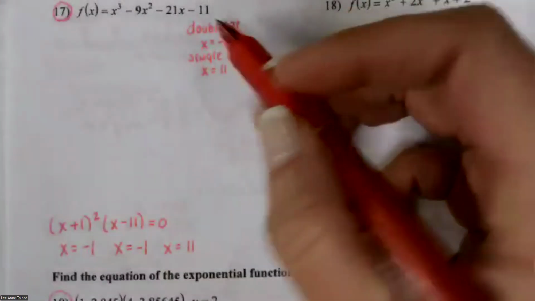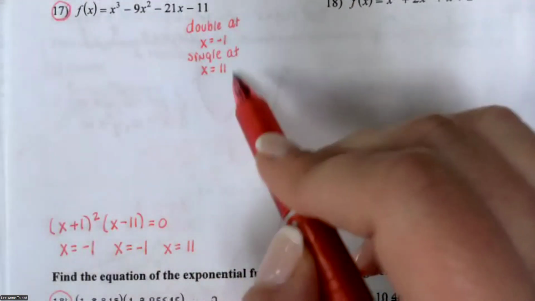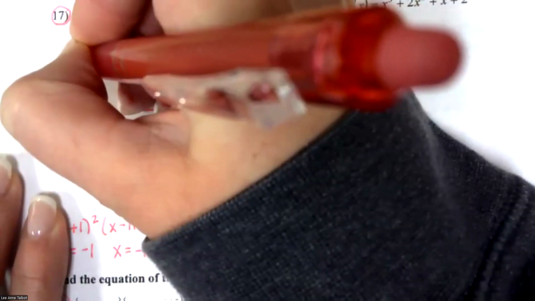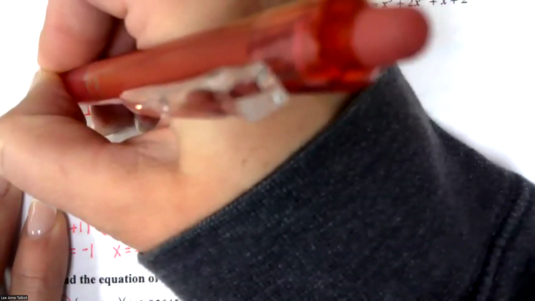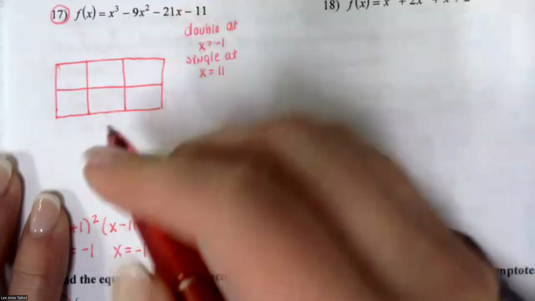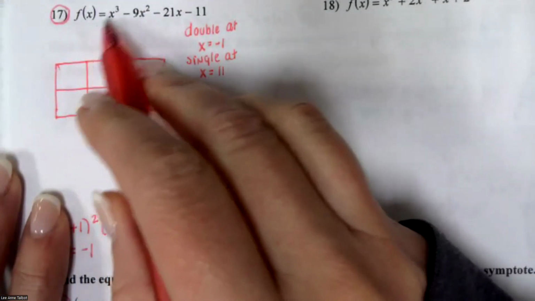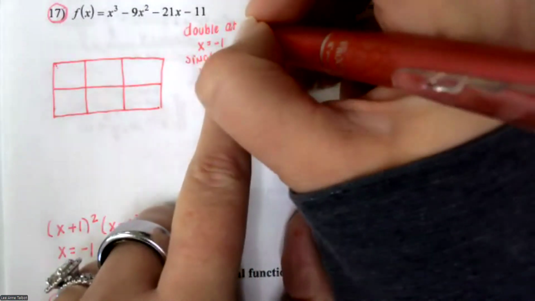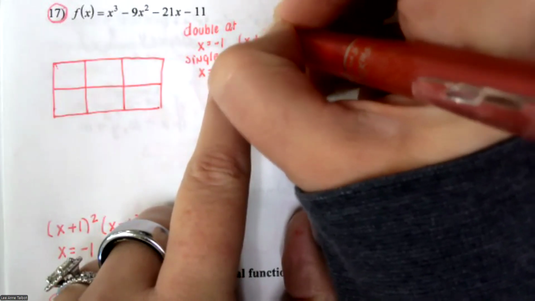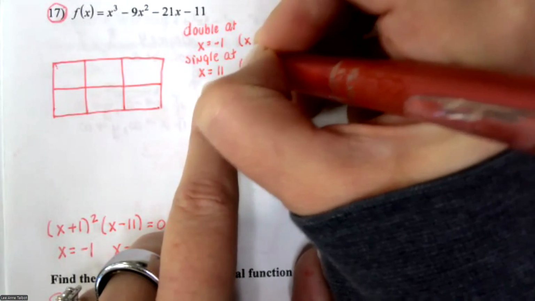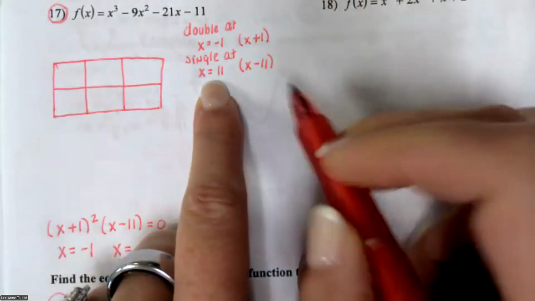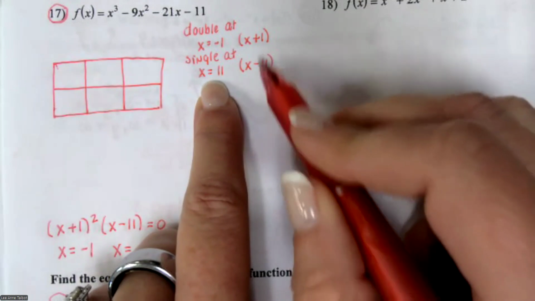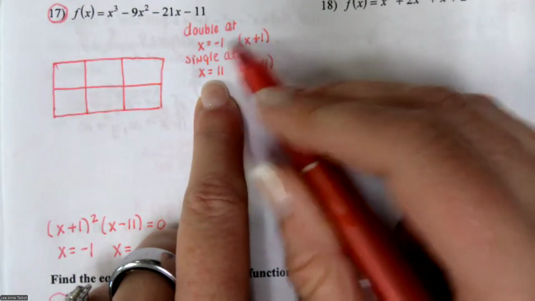So what I want you to do is when you have a problem like this, go in the graphing calculator and get a root. And then divide. I can tell I need a 3 by box because my original problem was a cubed. And this would be x plus 1. And this would be x minus 11. Do you guys see what I did there? I took my root backwards into a factor.